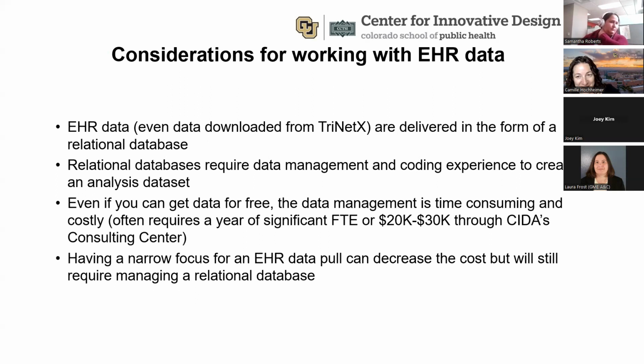Another reason I bring this up is that currently from Compass you can get data for free. You can get data from Trinetics that's de-identified for free. People get all this free data, they'll get millions and millions of rows, and they come to us and we quote them $20,000 to $30,000 worth of data management. Something we are trying to figure out is a better way to communicate that even if these data are freely available, managing them into one analysis data set is very time consuming and often requires a significant amount of FTE or just a significant amount of time to wrangle them with that data management expertise.